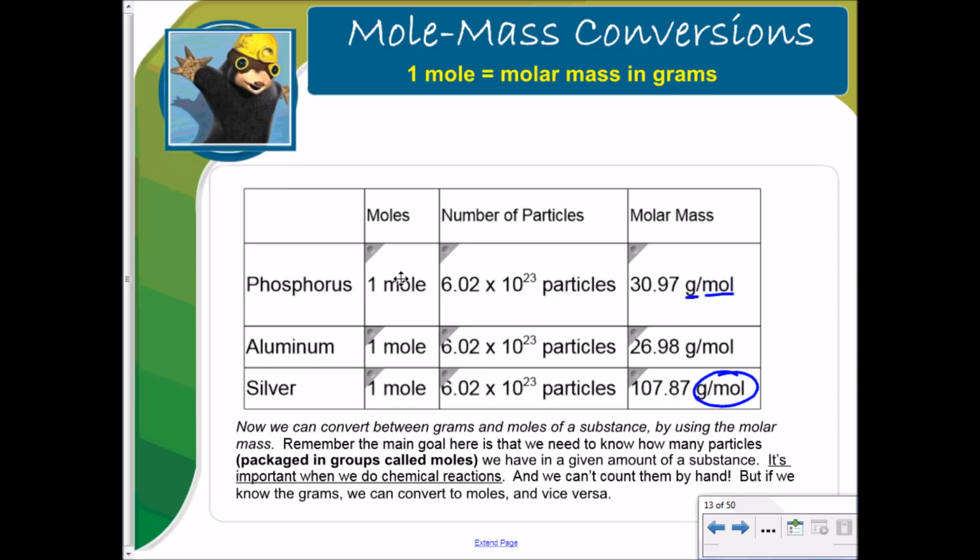Now we can convert between grams and moles of a substance by using the molar mass. Remember, the main goal here is that we need to know how many particles we have in a given amount of substance. It's important when we do this later in chemical reactions. All right? So let's work a few of these.